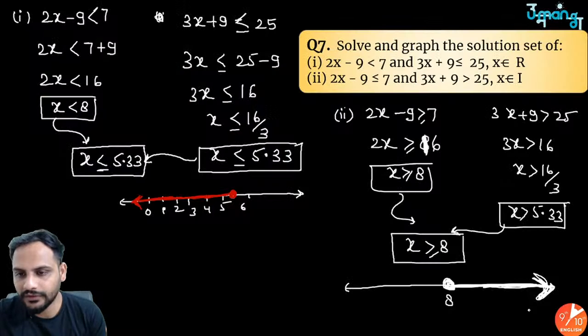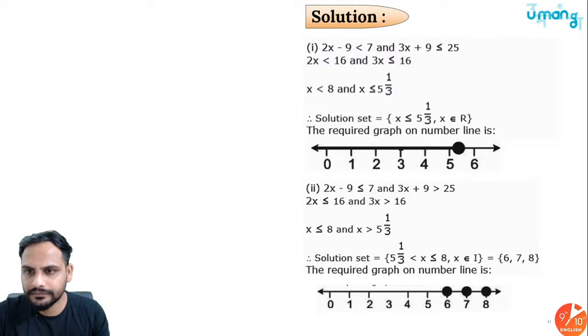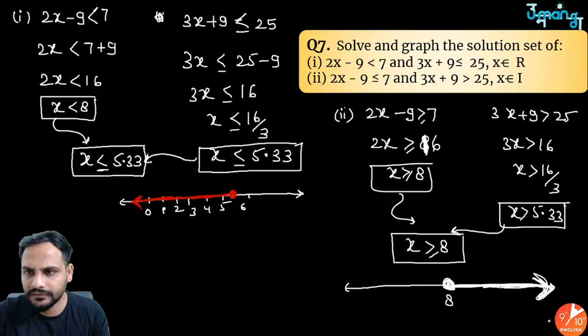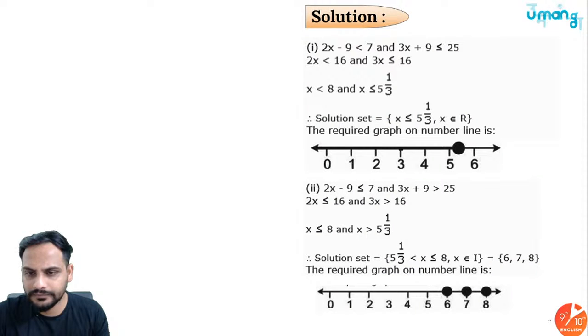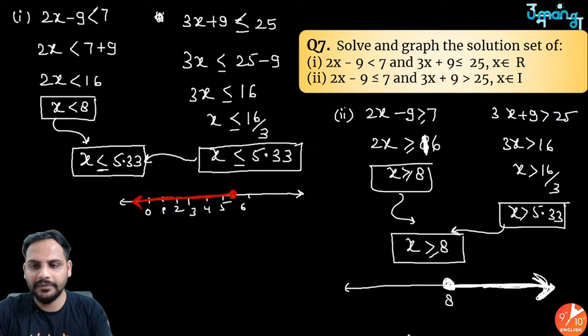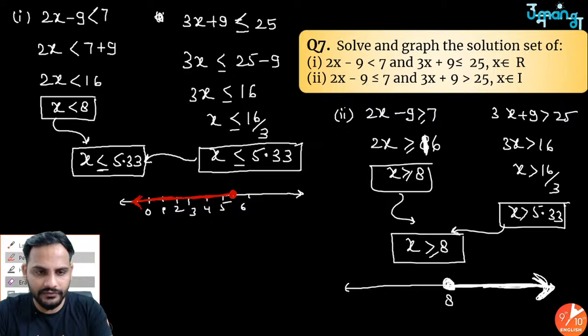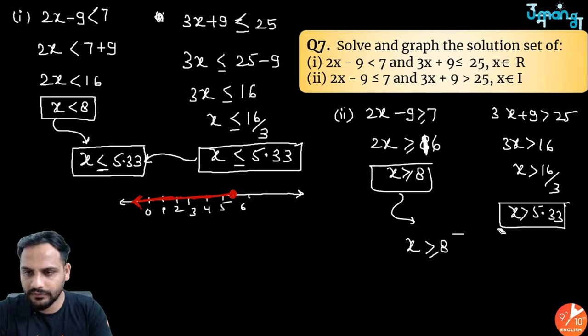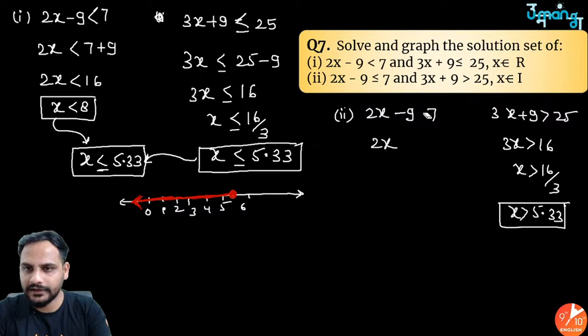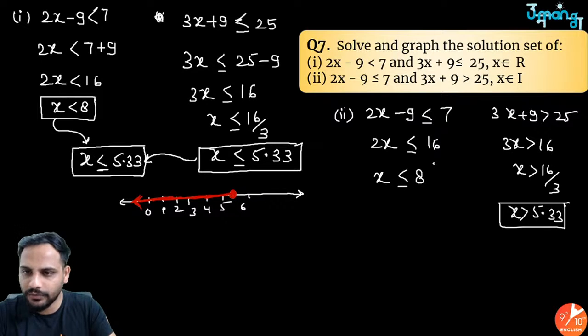Is it clear? Achha, sorry. It belongs to an integer, na? It belongs to an integer. Oh, I have made a mistake. Sorry. Yeah, I have made a mistake in the last one. I have solved the first equation wrong. It is the sign I have taken wrong over here. 2x minus 9 less than or equal to 7 it is. I have taken greater than or equal to 7. So 2x less than or equal to 16, x should be less than or equal to 8.